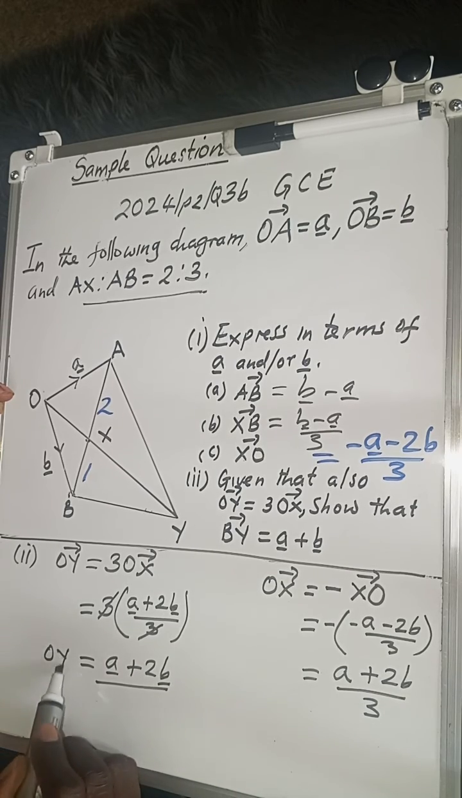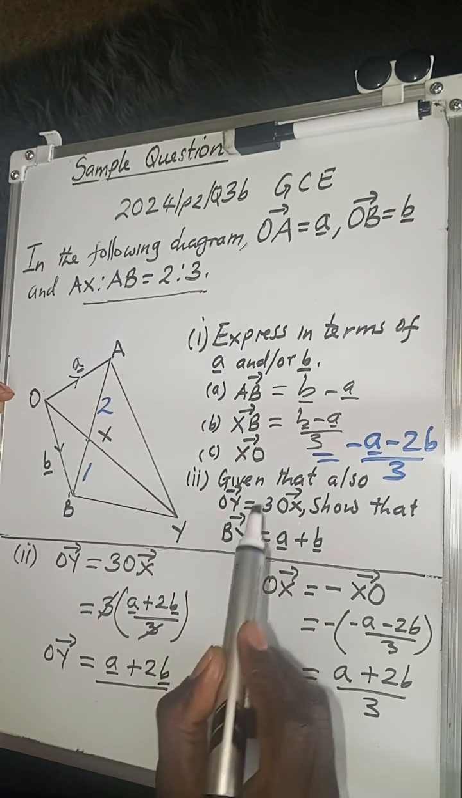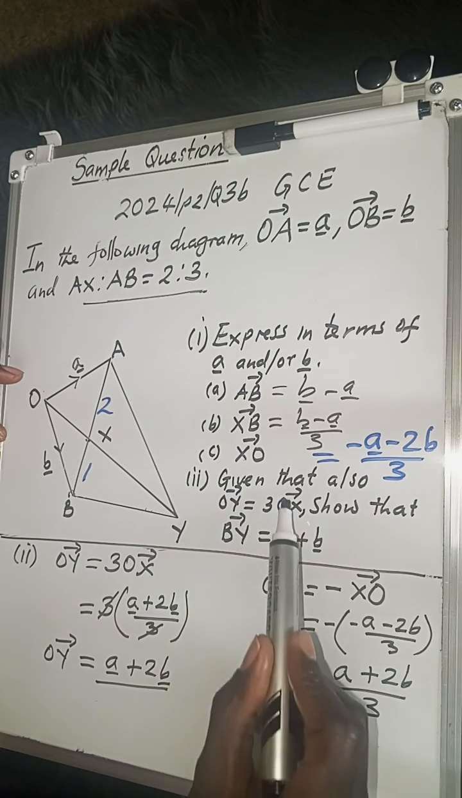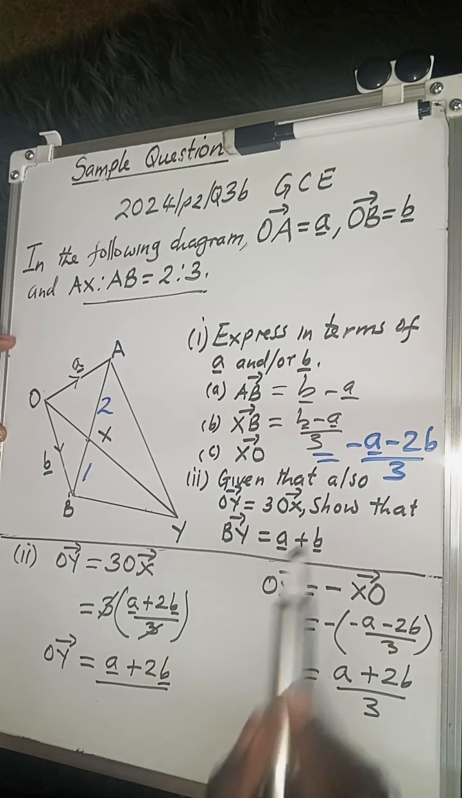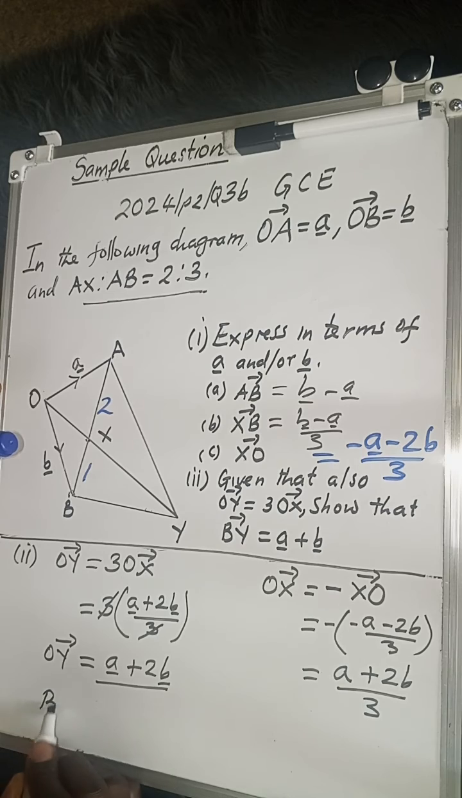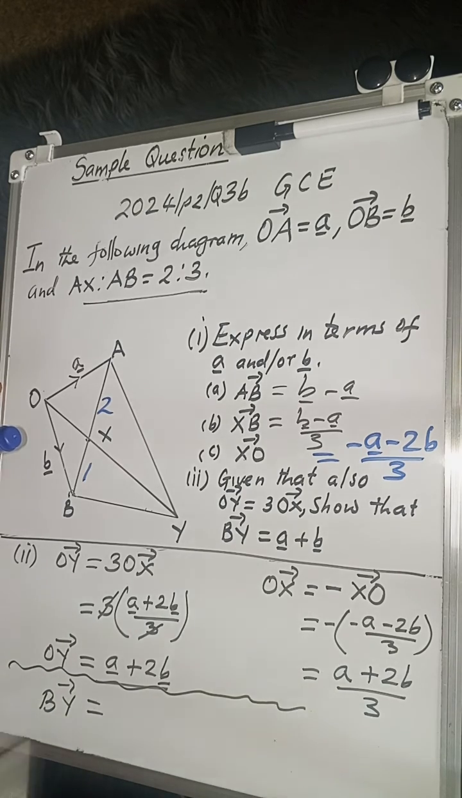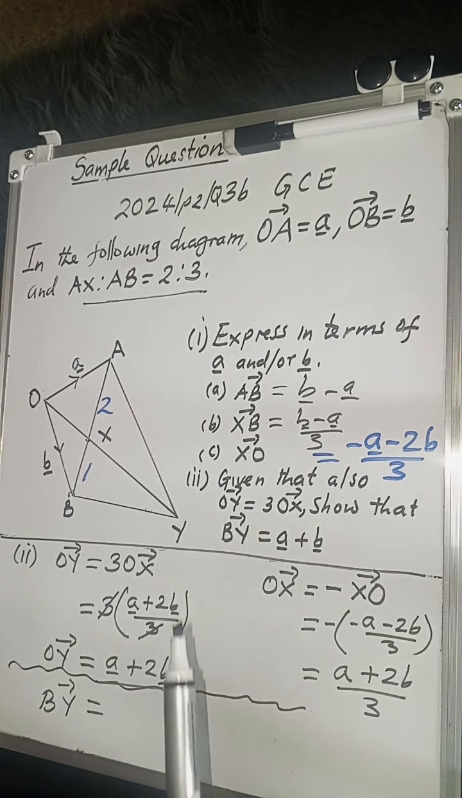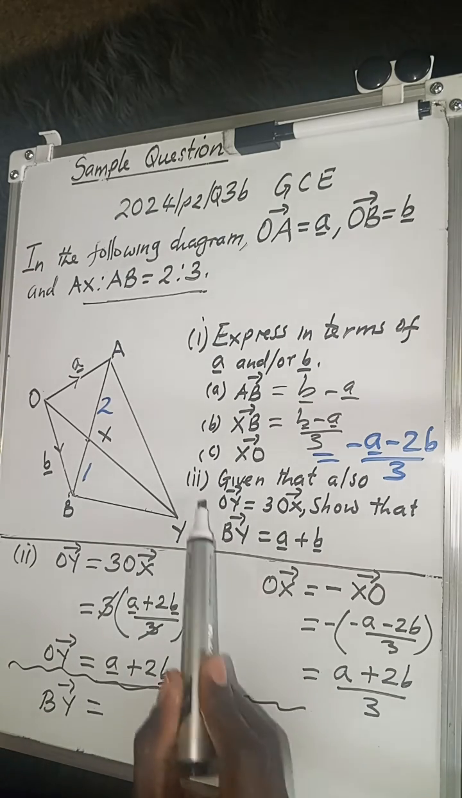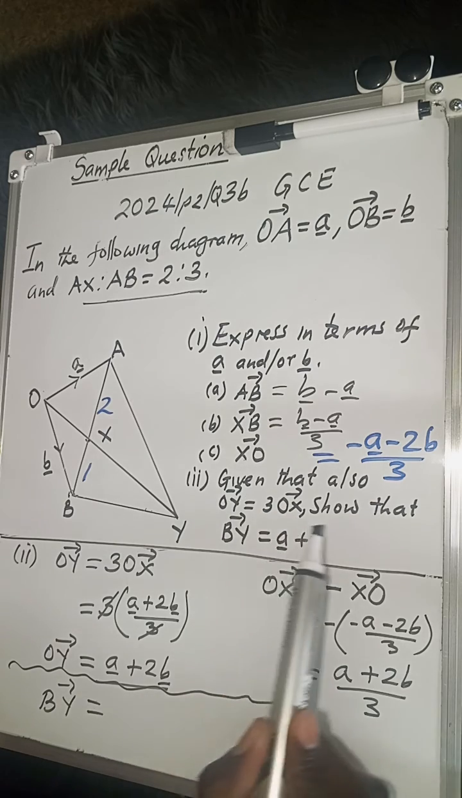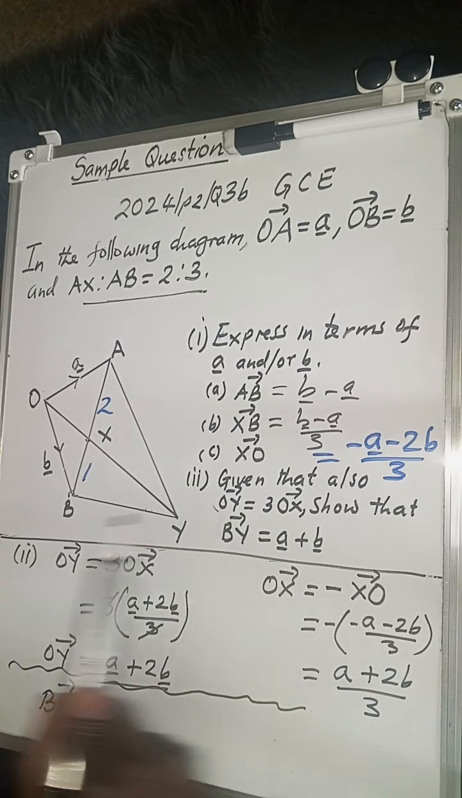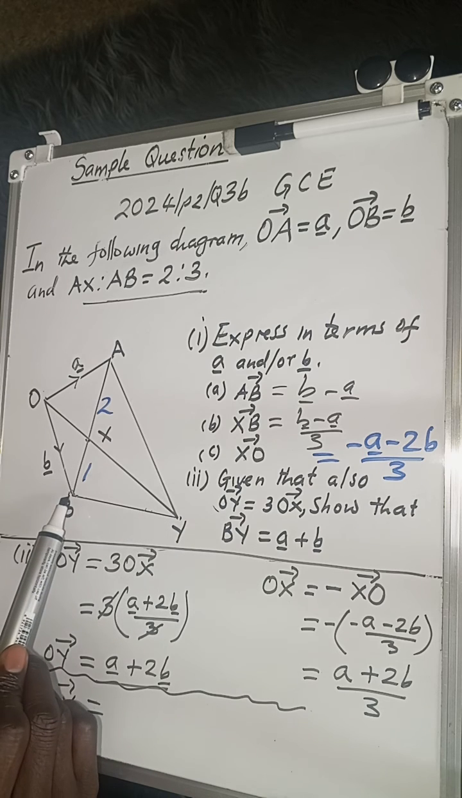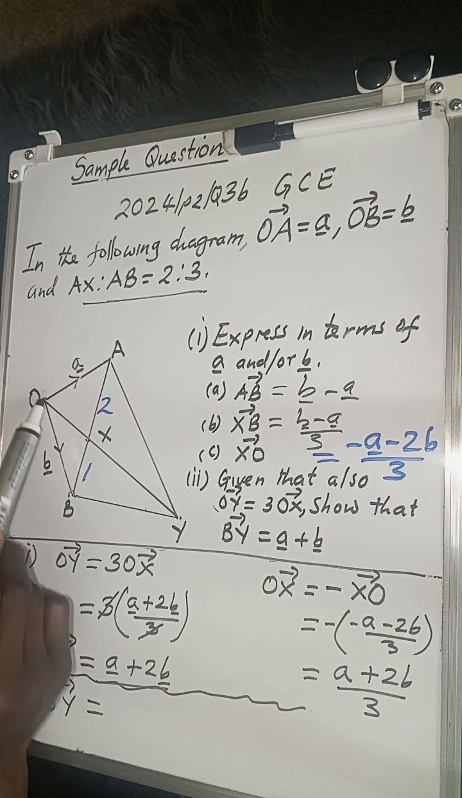So that is OY. And each time you need to find this one, because what they mean is you are going to use this to show that BY is equal to that. So how do I show that BY is equal to that? For you to move from B to Y, you need to involve OY. That's why they have given you this expression. So which direction should you move, involving OY, to move from B to Y? To involve OY, it simply means I'll move BO combined with OY.